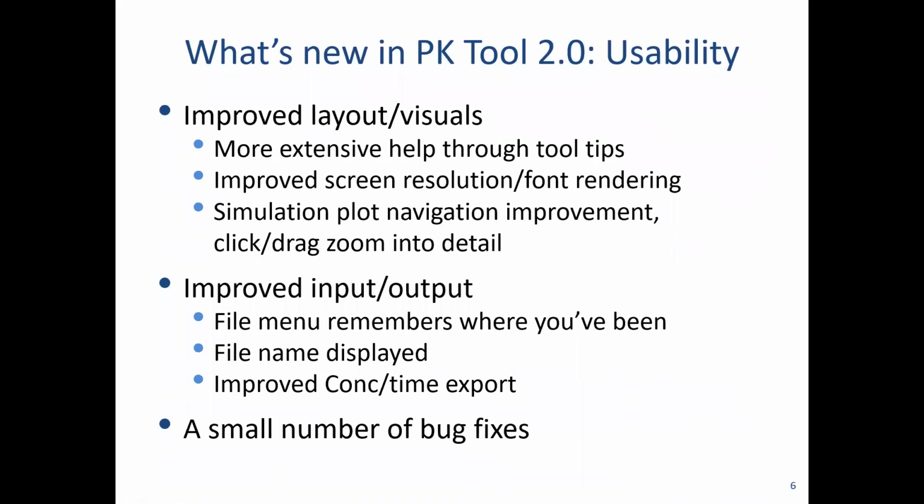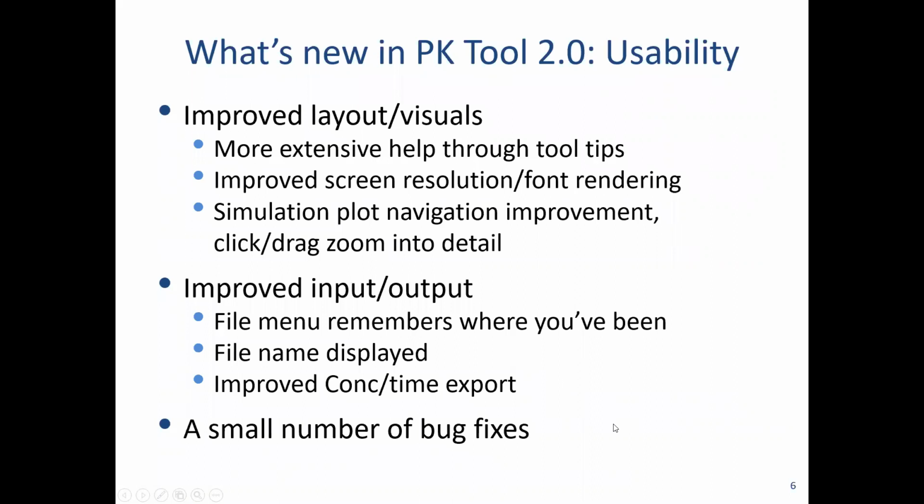There's also improved input and output. One of the things that used to frustrate me a lot is that the old tool didn't remember which directory you'd been in. This one does, which saves a lot of time and aggravation. Also, the file name is displayed, so you could use a compound name, for example, associated with the file name of the parameters. And we've improved the way that the concentration time data exports. And there were a couple of minor bug fixes which we've implemented as well.